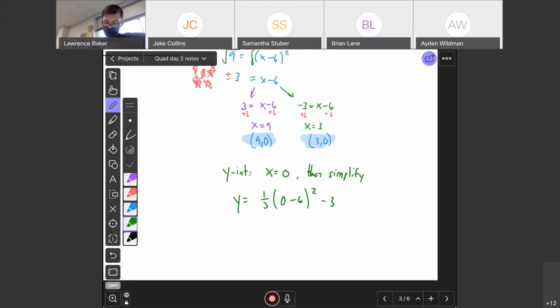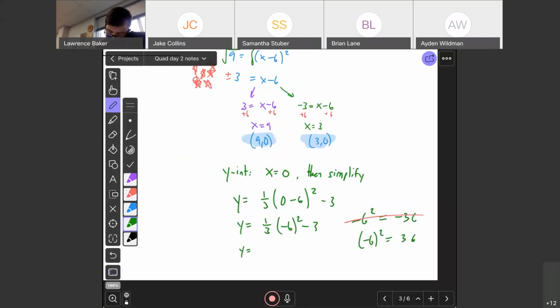Follow order of operations. So inside the parentheses first. 0 minus 6 is negative 6, squared. Then we do exponents. So I need to do negative 6 squared. If you type this in your calculator, it will tell you the wrong answer. That's not correct. You should be typing it like this if you're trying to use your calculator. If you type your calculator wrong, it's going to give you the wrong answer. It's not the calculator's fault. So negative 6 squared is 36, not negative 36.